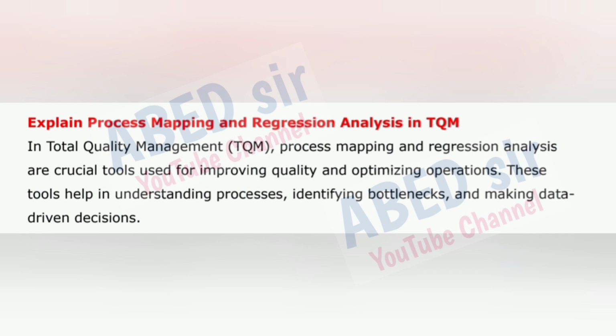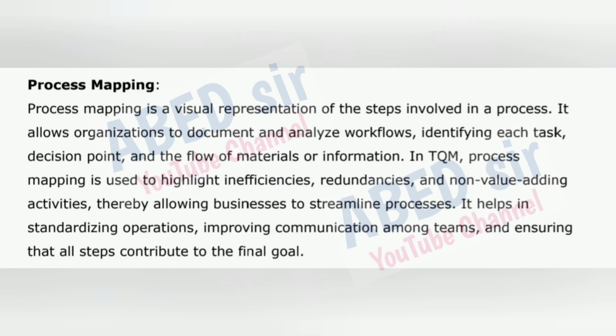In Total Quality Management, TQM, process mapping and regression analysis are crucial tools used for improving quality and optimizing operations. These tools help in understanding processes, identifying bottlenecks, and making data-driven decisions. Process mapping. Process mapping is a visual representation of the steps involved in a process. It allows organizations to document and analyze workflows, identifying each task, decision point, and the flow of materials or information.